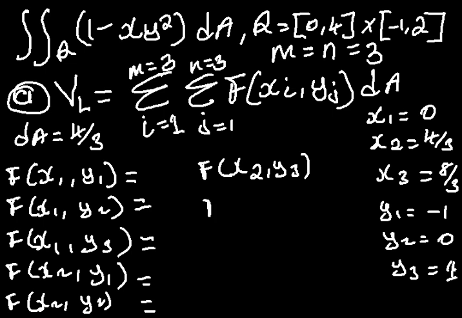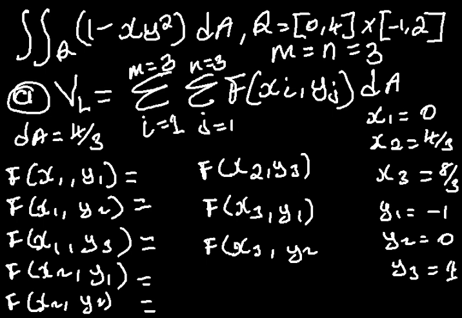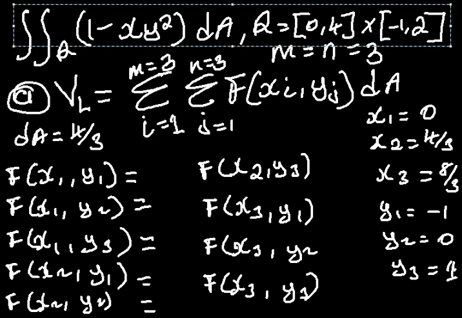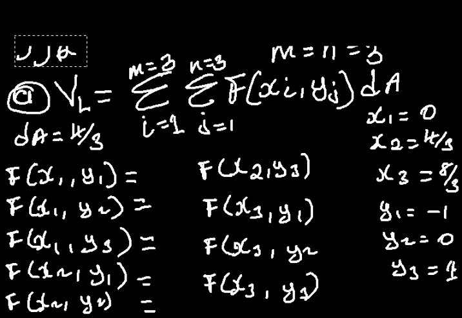Then we'll change the x value. We'll have x3, y1, and x3, y2, and f of x3 y3. Since the x values are finished, it means that's the end of the combination. So that's the simple way on how you can have it.